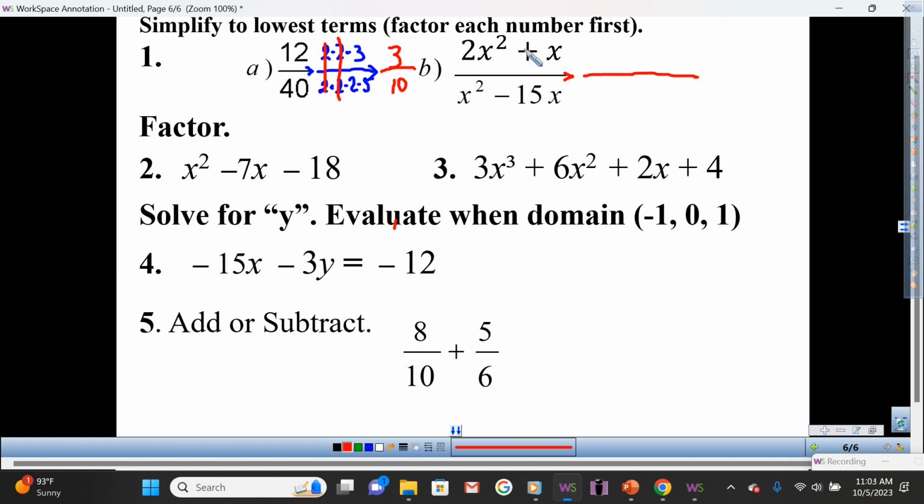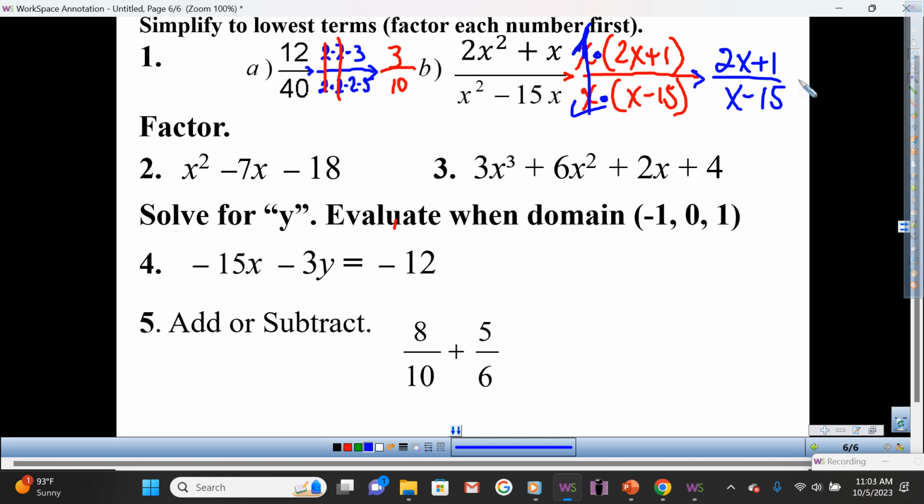Can we factor the numerator? Tell your neighbor, what's the GCF for the numerator? Everyone? X. And we're left with 2x plus 1. Tell your neighbor the GCF for the denominator. X. And we're left with x minus 15. Do we have a giant 1? Yes, x over x. Why can we get rid of it? Because there's multiplication here and here. That leaves us with 2x plus 1 over x minus 15.